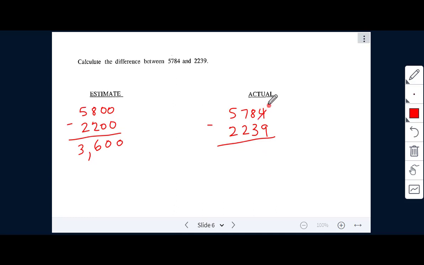All right, so we can't do 4 minus 9, so we have to borrow. We need to change this to a 14. We borrowed from the 8, so that goes down to 7. Now we can do 14 minus 9. That is 5. 7 minus 3 is 4. 7 minus 2 is 5. And then 5 minus 2 is 3. So the actual is 3,545. So very close. Our estimate was 3,600.